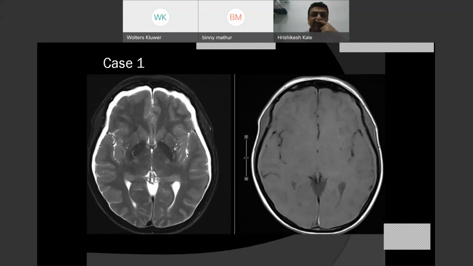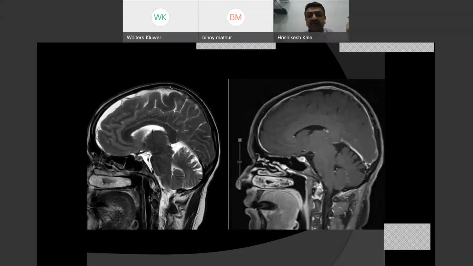On the left, you have an axial T2 weighted sequence, and on the right, you have an axial T1 weighted sequence. You can see here that on both sides there is presence of bilateral subdural collections which are hyperintense on your T2 and isointense on your T1. These are bilateral and symmetric. The ventricular size is fairly small.